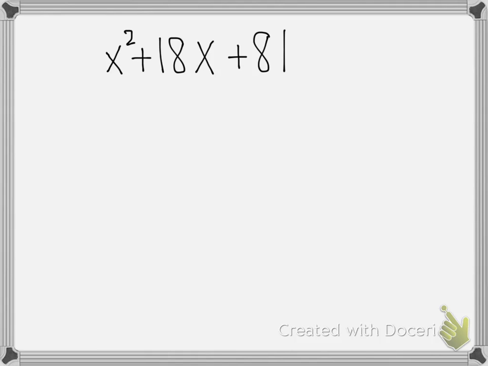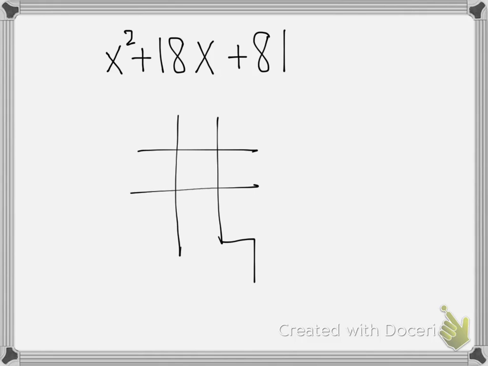Now let's go on to another one. So what if we had x squared plus 18x plus 81? I'll go ahead and draw your little tic-tac-toe board here with your little tail on the end. So it's a tic-tac-toe board with a tail.